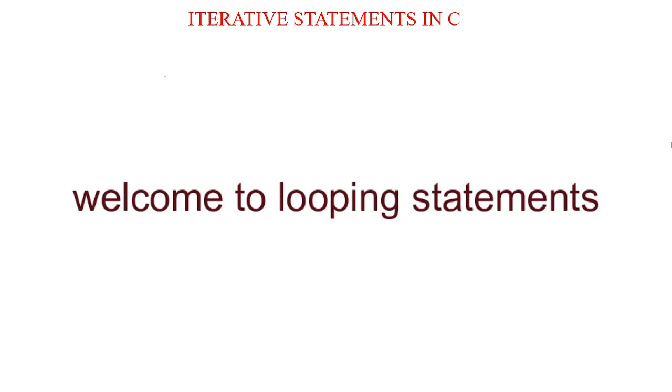So in this video, we are going to see what the different types of iterative statements in C are. What is meant by iterative? Repeating again and again and again, right? The same meaning applies here also. You are going to repeat the execution of a list of statements again and again.